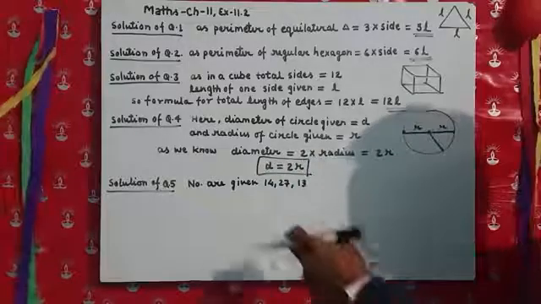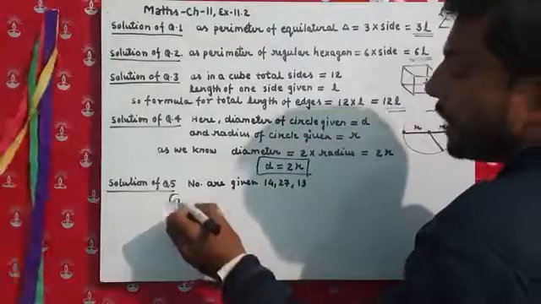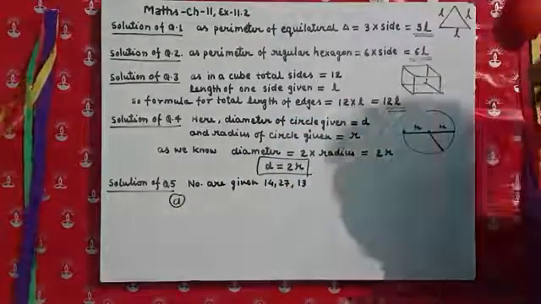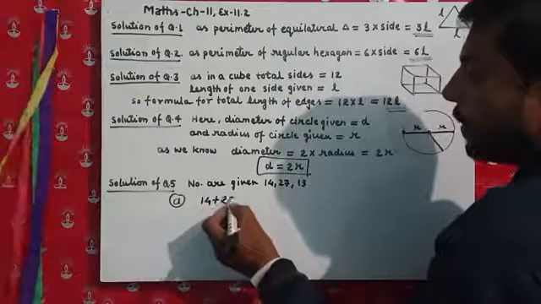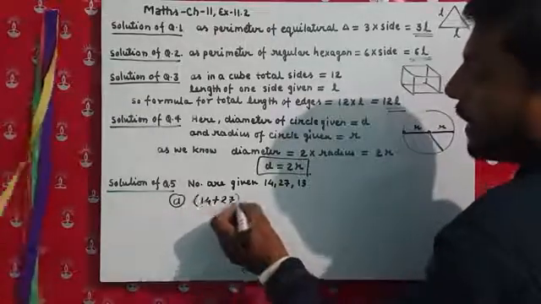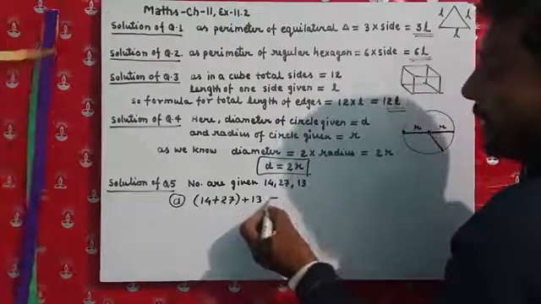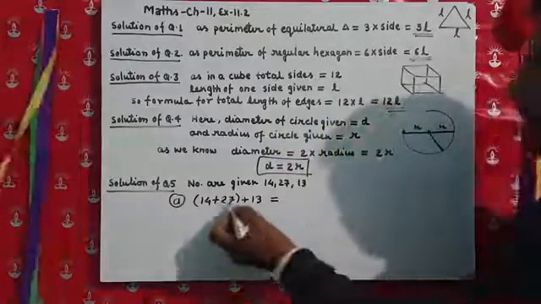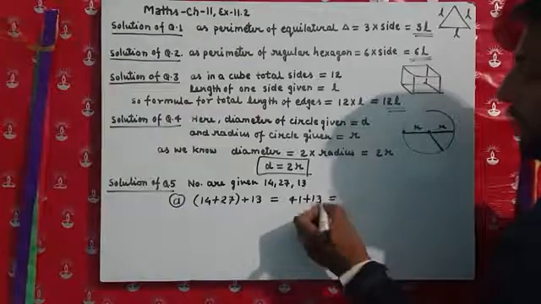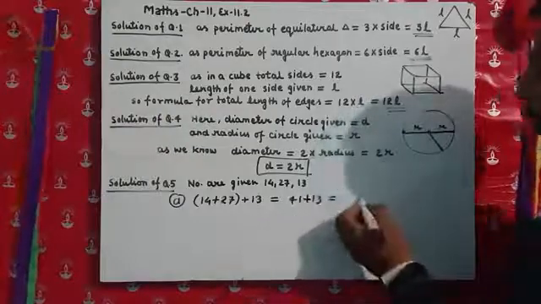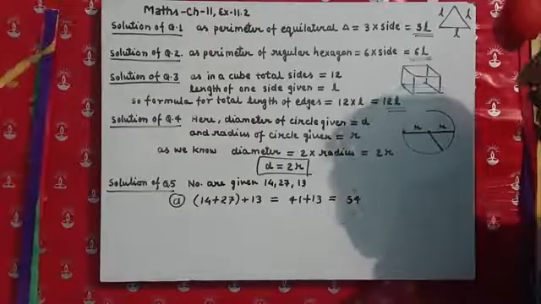Here numbers are given: 14, 27 and 13. In part A, the question says that if we add 14 to 27, then we get 41, and then we add 13. This process I am doing: 14 plus 27 is 41, and plus 13. So the answer will be 3 plus 1 is 4, and 4 plus 1 is 5. So that will be 54.